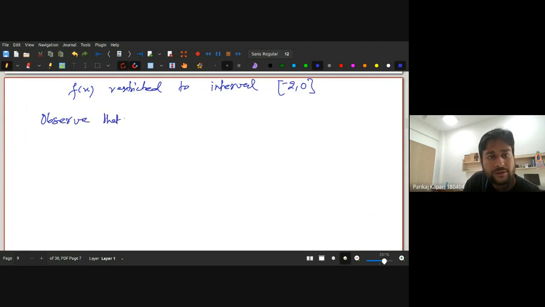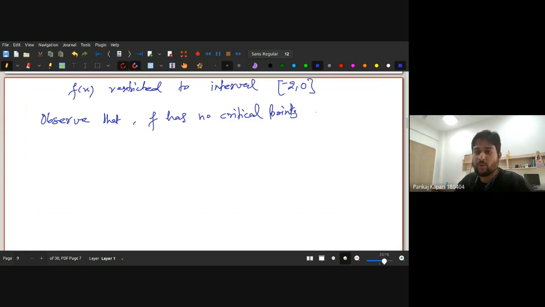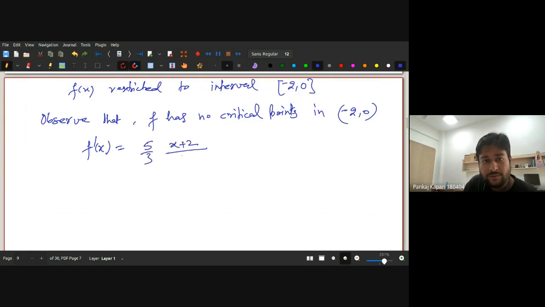Observe that f has no critical points. f does not have any critical points in this open interval (-2, 0), because we know that the function has only two critical points. One is -2 and one is 0, right? The derivative vanishes at -2 and it is not defined at 0. So this was the derivative.